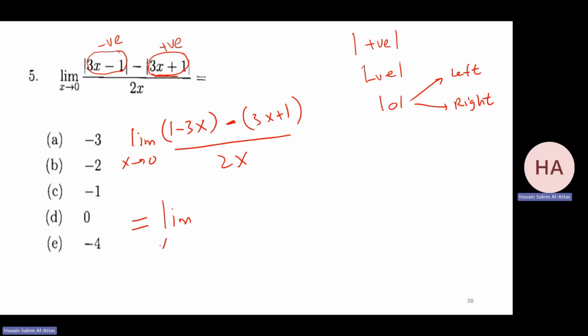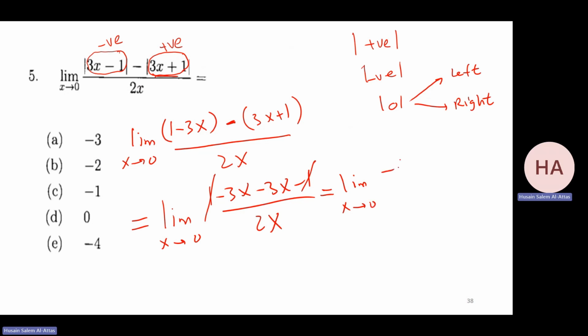So limit, x goes to 0, 1 minus 3x minus 3x minus 1 over 2x. These are cancelled. Limit x goes to 0, minus 6x over 2x, x cancelled, 2x, you're getting minus 3, which is this answer.